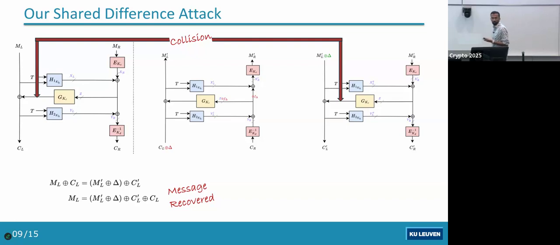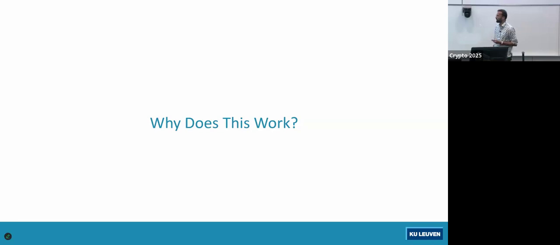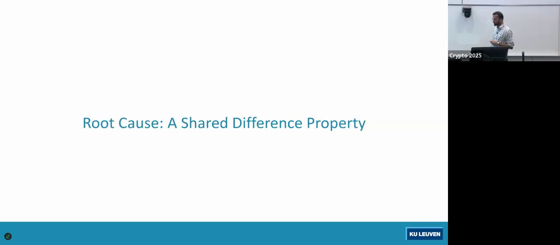So it's a really simple two-query, really powerful attack. But the next question is, why did this work? If you had provable security and you had linear structure, what went wrong here? The root cause is this shared difference property of the sum of two polynomial hash functions.